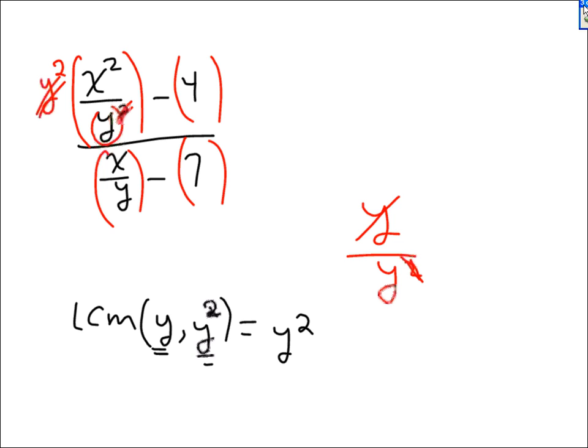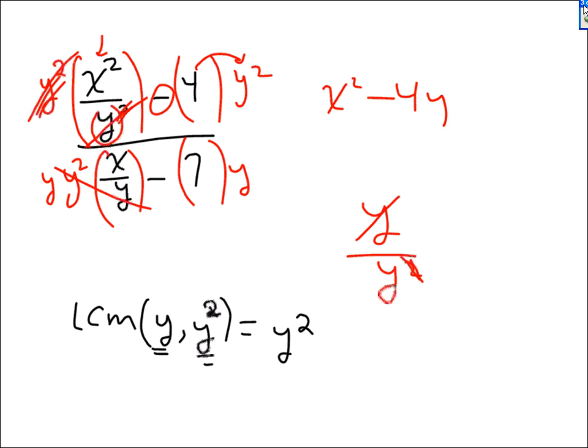That is why you multiply by y squared. So then the y squares cancel out completely. The y squares cancel out. And even over here, one y in the bottom, one y on top. There were two y's on top, now there's one. So the final answer is x squared minus 4y squared, maybe not the final answer, over y times x, or x times y, minus 7y.